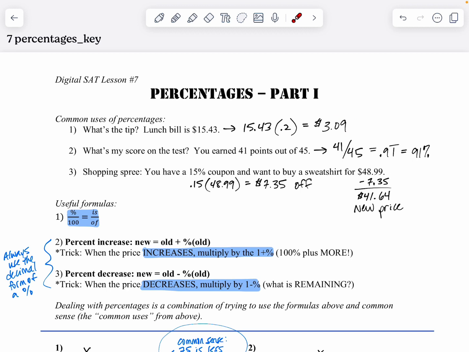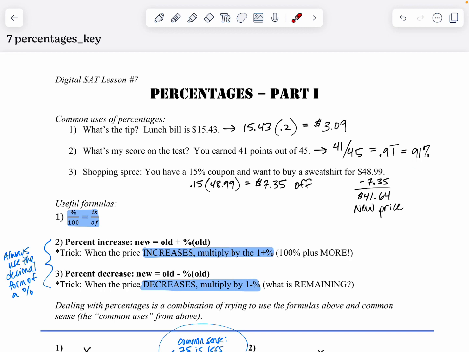What's my score on the test? You got 41 out of 45. How do we figure out what percentage that is? Well, you divide 41 over 45. In your calculator, it gives you a decimal, and you convert it into a percent, and that is your percent score on your quiz or your test.